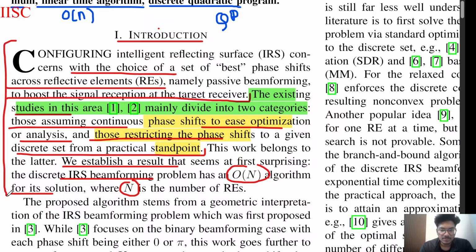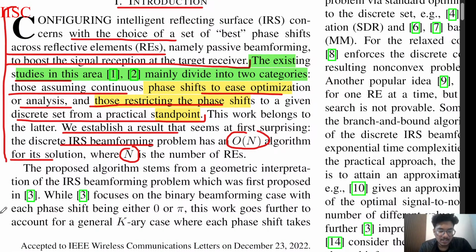So this work belongs to the latter, and we established that a surprising thing happens: in previous papers we see that beamforming can take exponential time complexity, but in this IRS beamforming problem, it can be done with an order n algorithm for the best solution. Here n stands for the number of reflective elements. After that, the proposed algorithm scheme for the geometric interpretation.